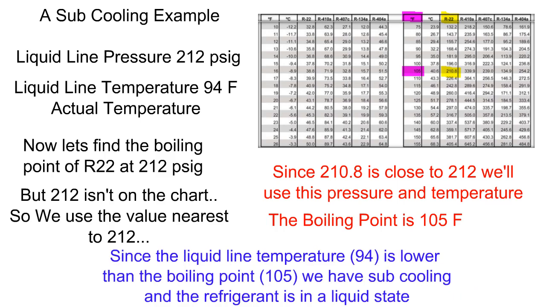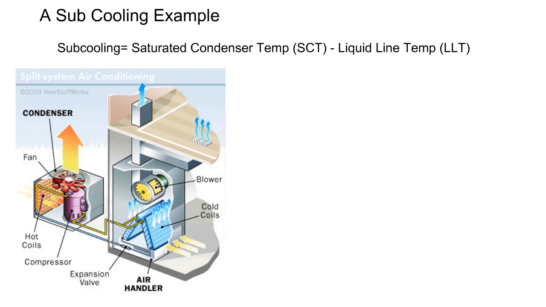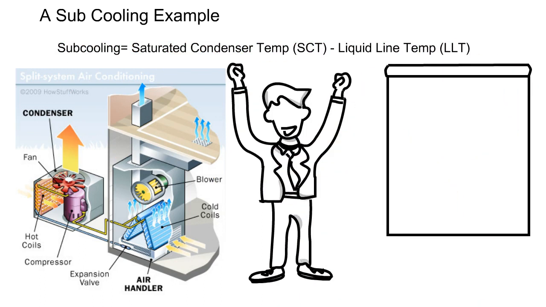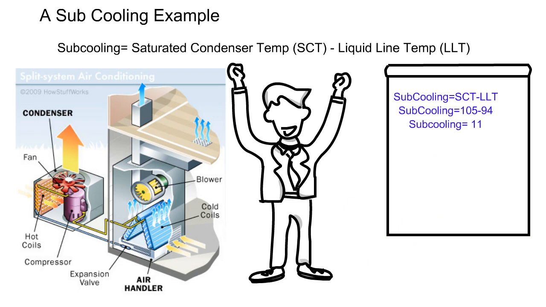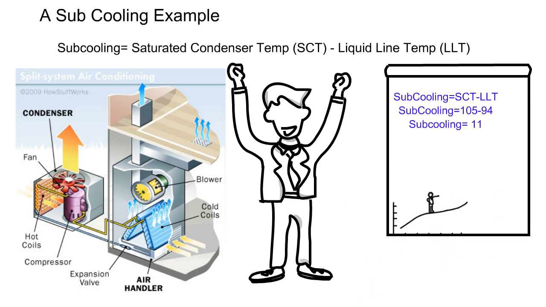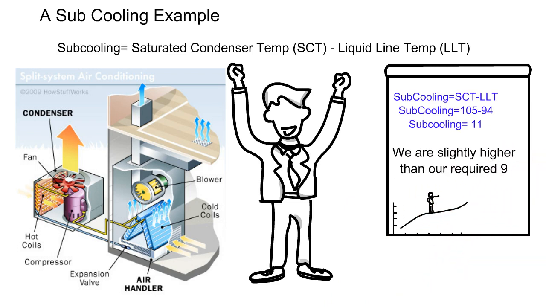Since our liquid line temperature is 94, we know that we do have some subcooling. But how much? Well, we recall the formula for subcooling is the saturated condenser temperature minus the liquid line temperature. We have 105 degrees minus 94, giving us 11 degrees of subcooling. So we are slightly higher than our required 9 degrees, but close enough for manufacturer specs.